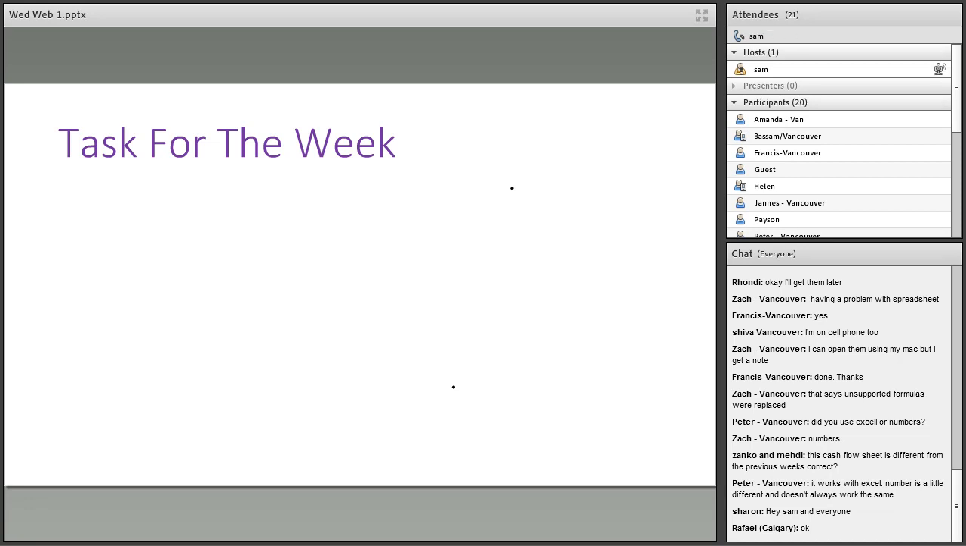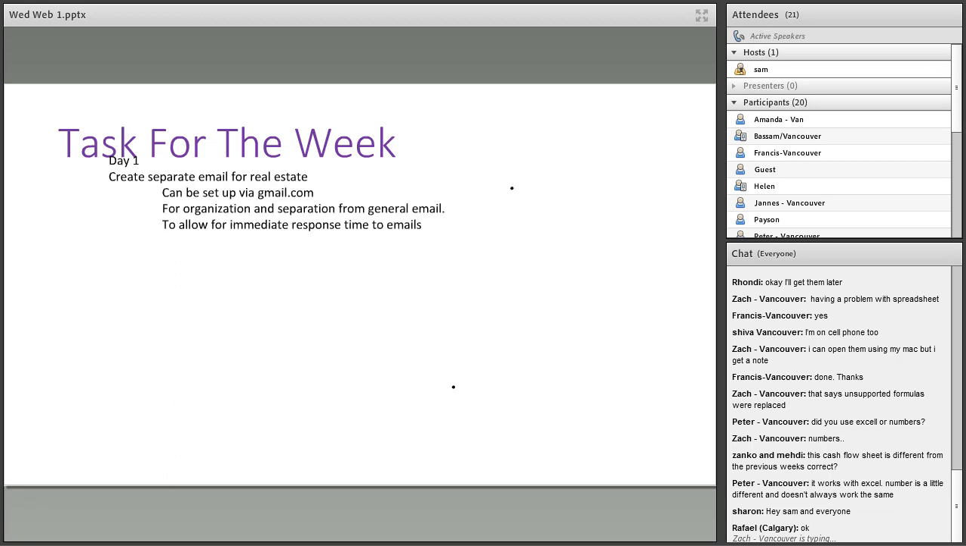Okay, so this is what we're going to do. We're going to go through, because I want to make sure I get the tasks of the week for the group. Okay, the new group. This is on your sheet, okay? We went over some of these. Get a separate email. Everybody's done that, right? Everyone's got a separate email.